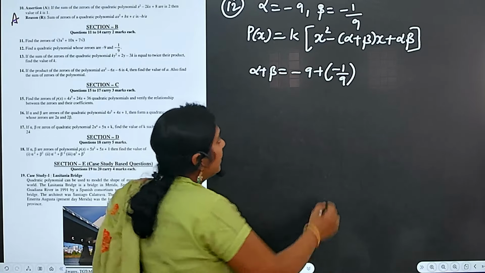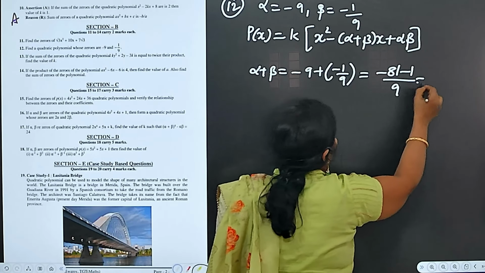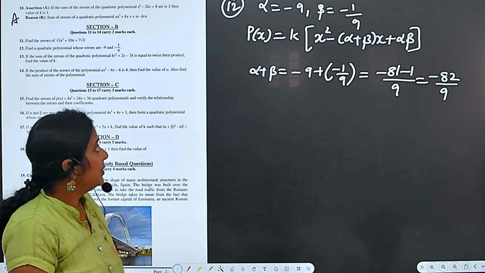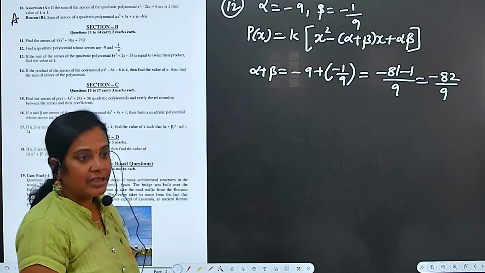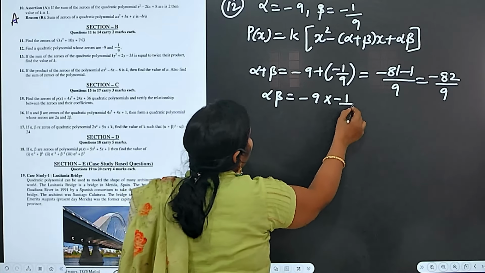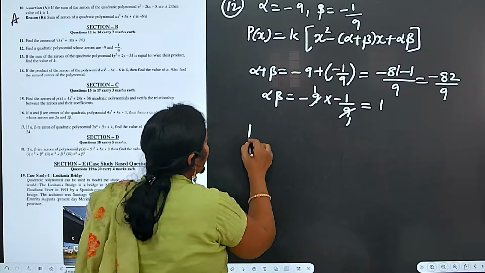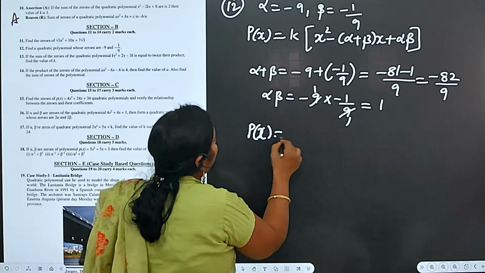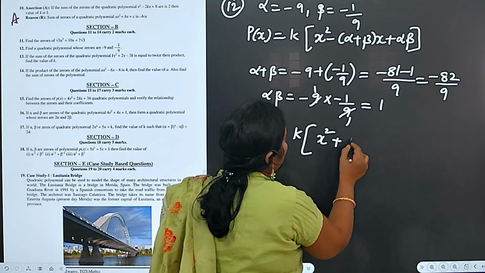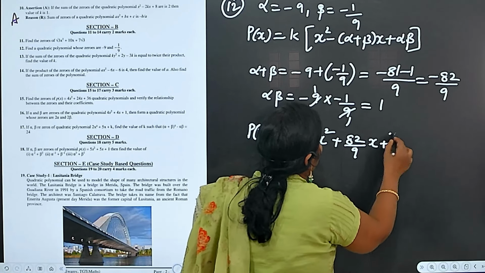Take the LCM. Minus 9 nines are 81, minus 1 over 9, minus 82 by 9. Alpha plus beta, two negatives, you add them, take the LCM. Alpha beta: minus 9 into minus 1 by 9. 9 ones are 9, nines are minus 1 into minus 1, plus 1. Substitute. P of x equal to k into x square minus of minus 82 by 9 x. Alpha beta value is plus 1.